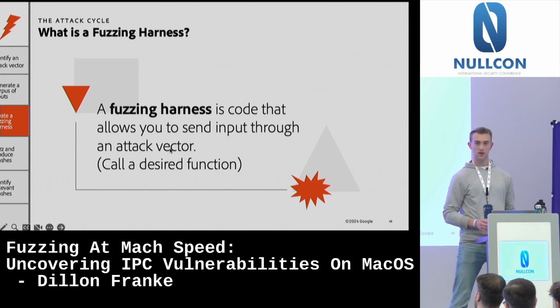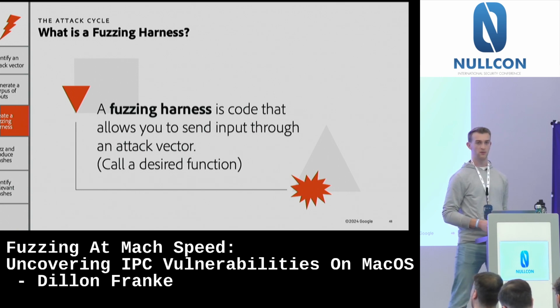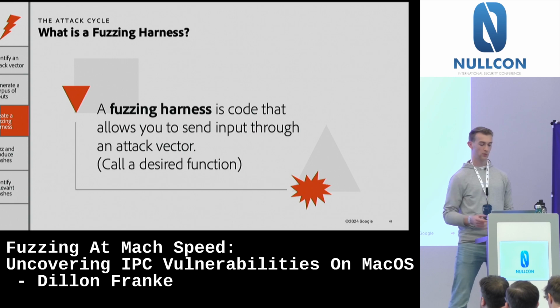So the next step, once we have all those valid inputs, is that we need to create a way to send them to that function handler that we care about. To do this, we need to build what's called a fuzzing harness. A fuzzing harness is simply code that allows you to send input through an attack vector or call a desired function.